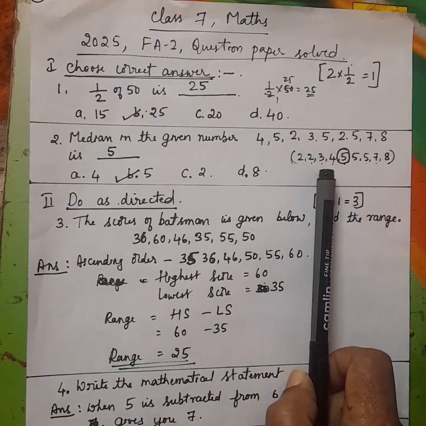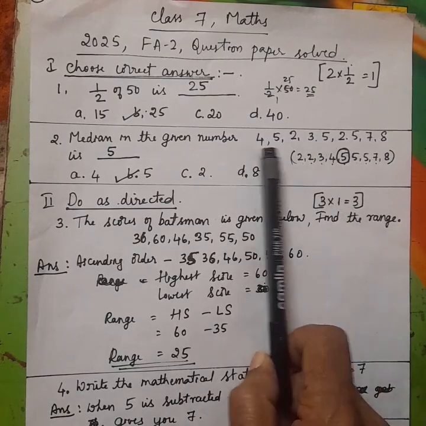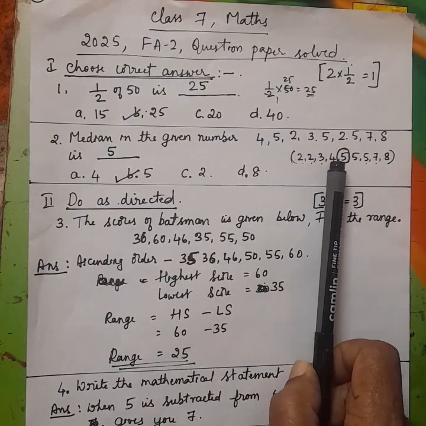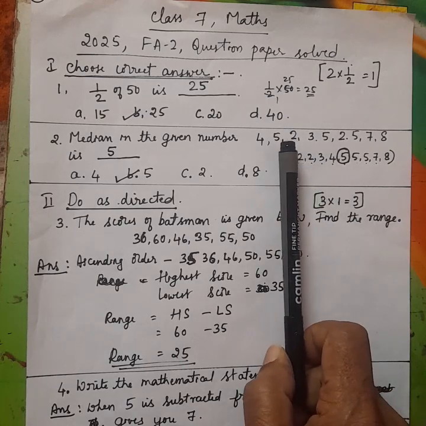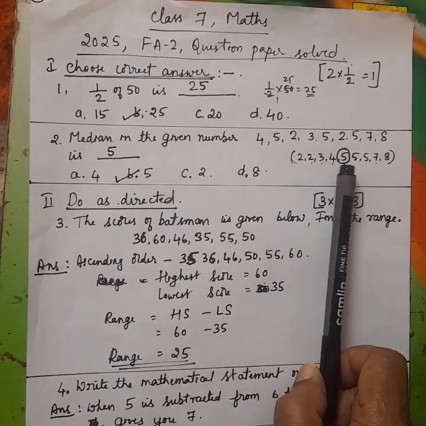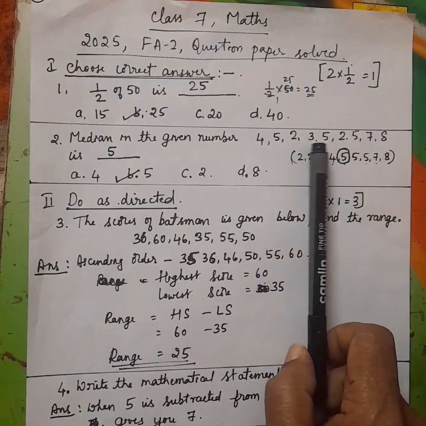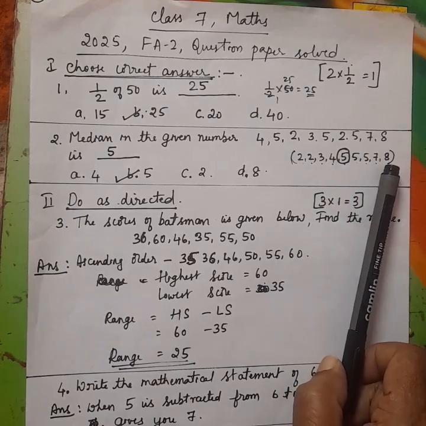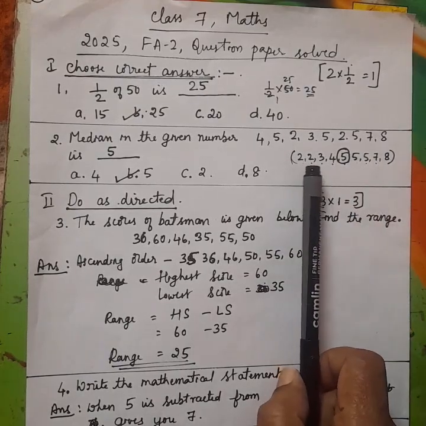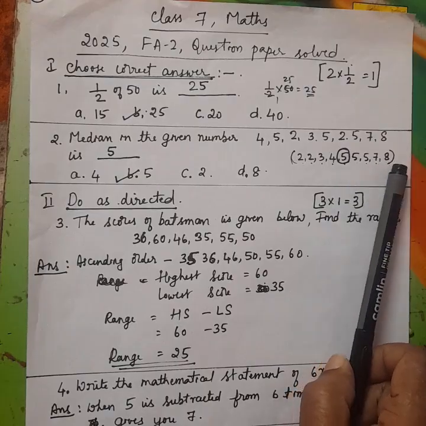Then 3 is there, only one time. 4 is only one time. Now 5 is 3 times, they have given 1, 2, 3. Then 7 is there and 8 is there. So there are how many numbers? 1, 2, 3, 4, 5, 6, 7, 8, 9 numbers.